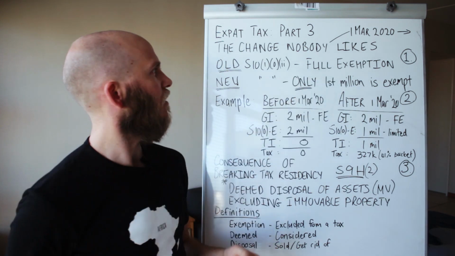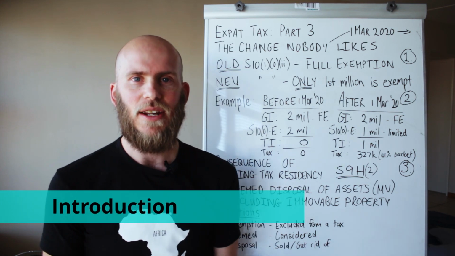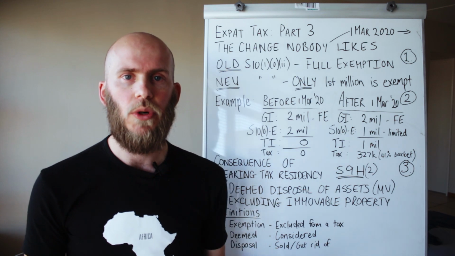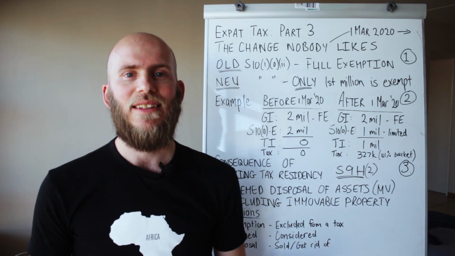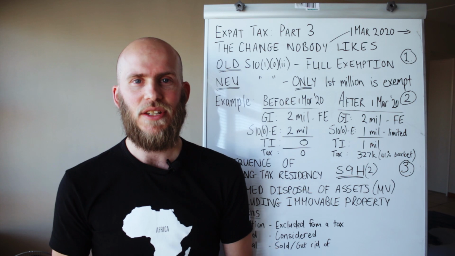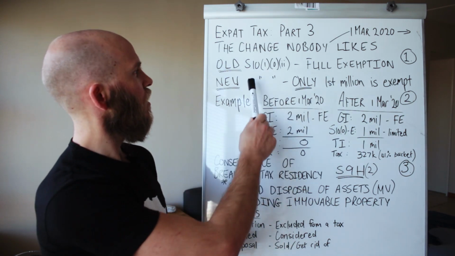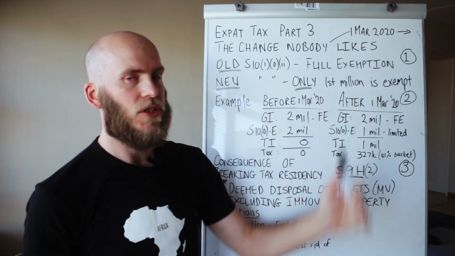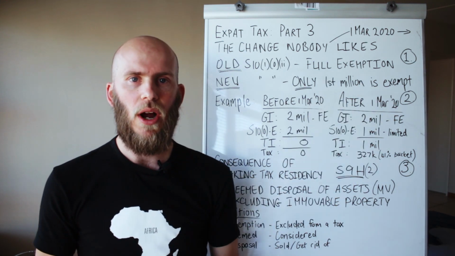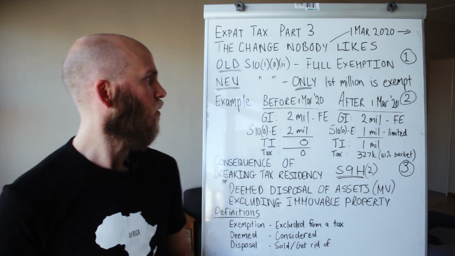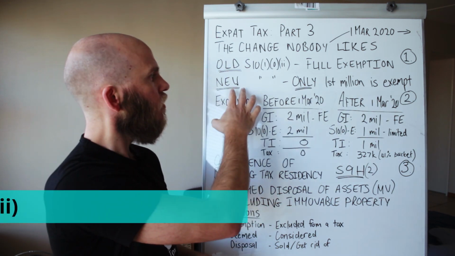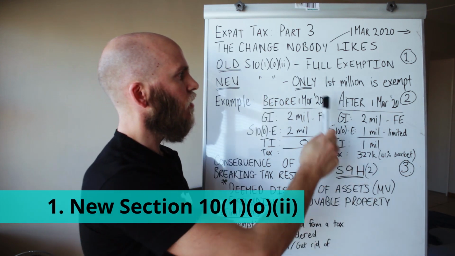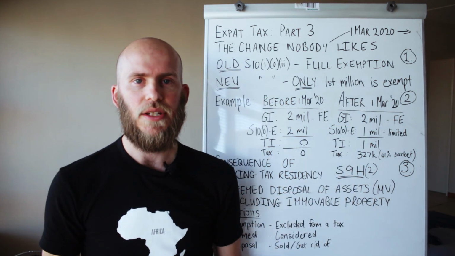I've titled this The Change That Nobody Likes, and the main reason is that before the change, if you were employed to work outside of South Africa, the income was completely tax exempt. But as we can see, the old section 10(1)(o) showed that there's a full exemption if you meet the days requirement. I go over that in part 2. And then the new one changes that: for the section 10(1)(o) exemption, only the first R1,000,000 is exempt.